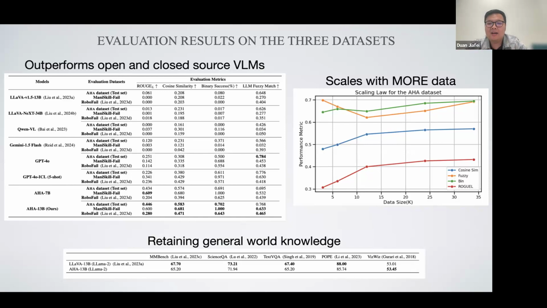And lastly, there's no point to fine-tune a VLM if it doesn't retain any of its general world knowledge. So we actually evaluated that, and we evaluated our VLM against the VLM it was inspired by, which is LLaVA 13 billion, across 5 different common VQA benchmarks, and it shows that our model actually retains the general knowledge that it's supposed to come with.